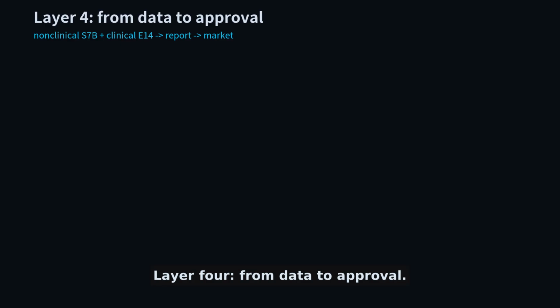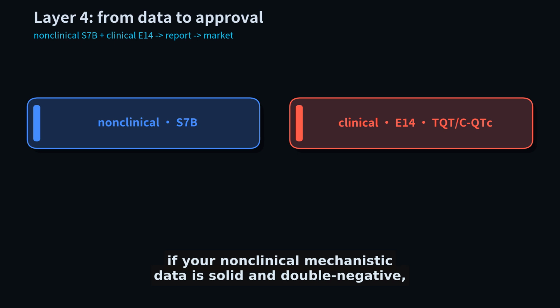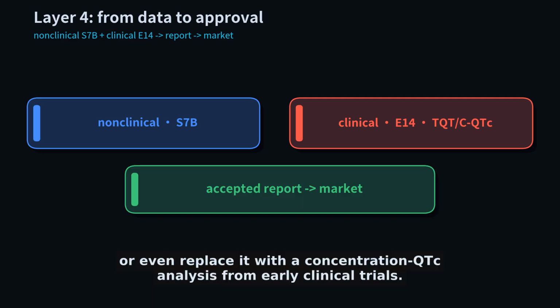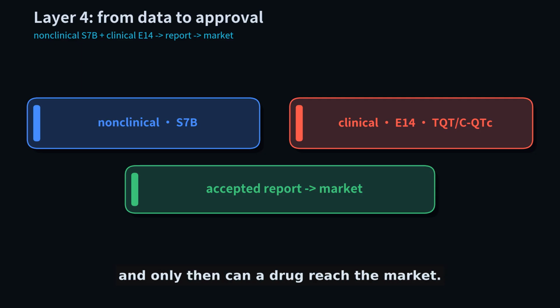Layer 4. From data to approval. Cardiac safety assessment walks on two legs, the non-clinical S7B and the clinical E14. The core of E14 was once the costly TQT study, but since 2022, if your non-clinical mechanistic data is solid and double negative, you can reduce it, or even replace it with a concentration QTc analysis from early clinical trials. Data finally becomes a report the regulators accept, and only then can a drug reach the market.